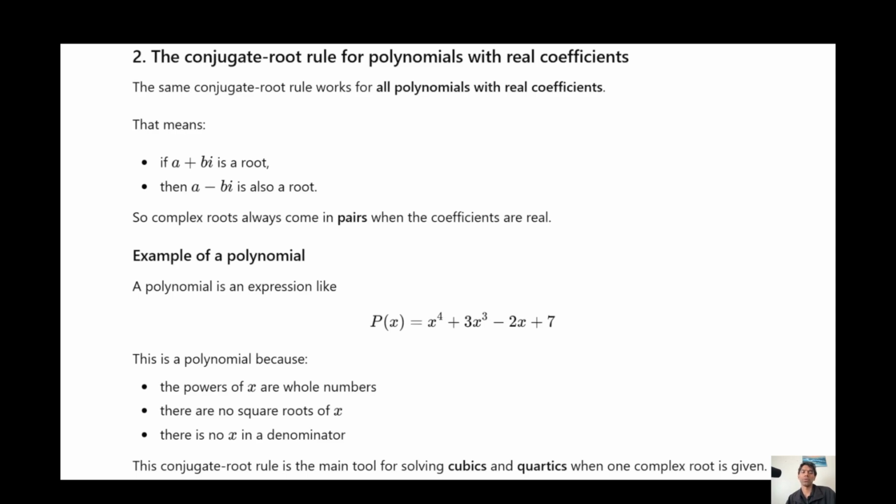An example of a polynomial. A polynomial is an expression like p as a function of x is equal to x to the power 4 plus 3x to the power of 3 minus 2x plus 7. This is a polynomial because the powers of x are whole numbers. There are no square roots of x. There is no x in a denominator. This conjugate rule is the main tool for solving cubics and quartics when one complex root is given.